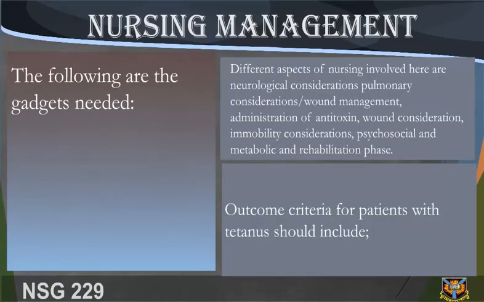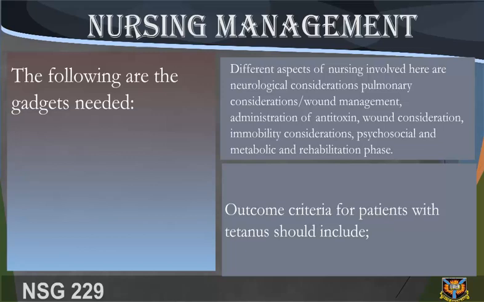Nursing management. The following are the gadgets needed: padded fracture bed, suctioning machine, oxygen, tracheotomy tube, drip stand, NG tube, bedpan. Different aspects of nursing involved here are neurological considerations, pulmonary considerations, wound management, administration of antitoxin, wound considerations, immobility considerations, psychosocial and metabolic considerations, and the rehabilitation phase.